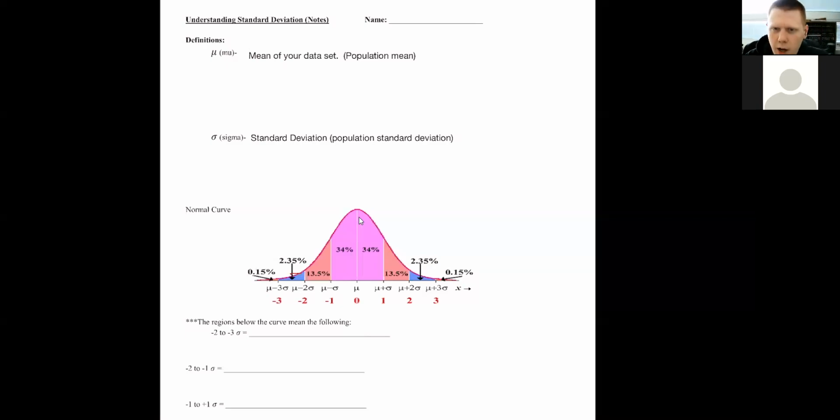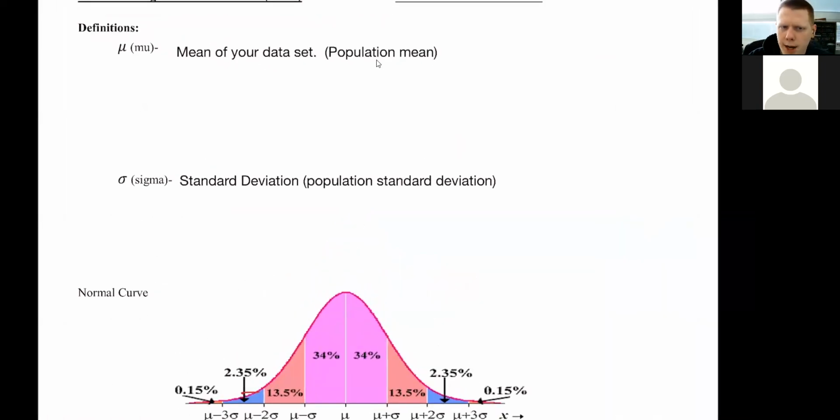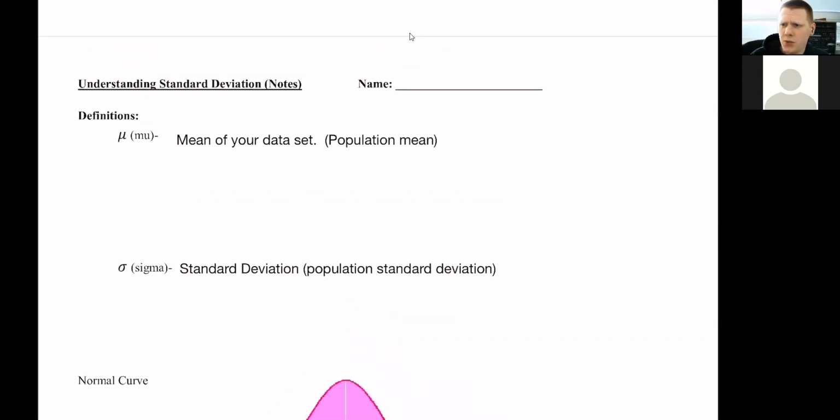All right, so today's notes we're going to be looking at understanding standard deviation. I call these notes understanding standard deviation. We're going to be less focused on calculating standard deviation because, to be honest with you, for some of you guys that end up taking a statistics class, you might not have to calculate standard deviation by hand. You might just put it into a graphing calculator, or you might just use some kind of software. So you might not have to do that process.